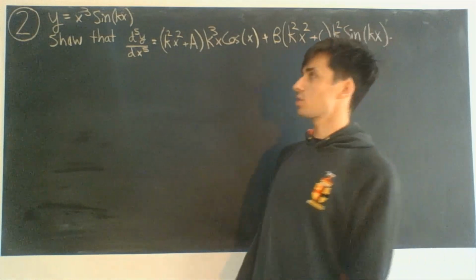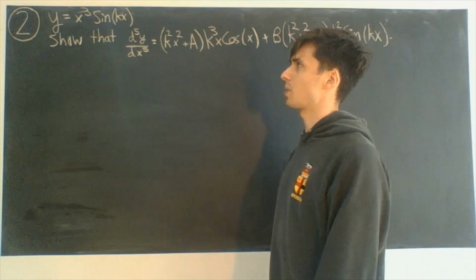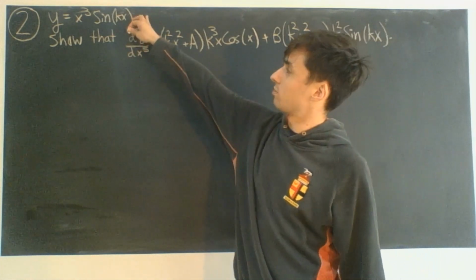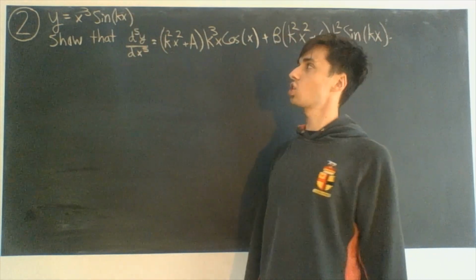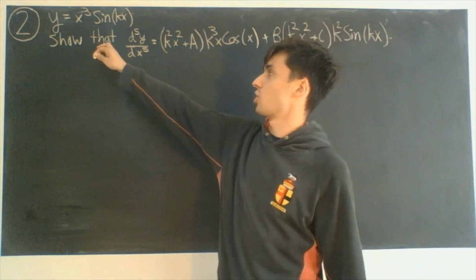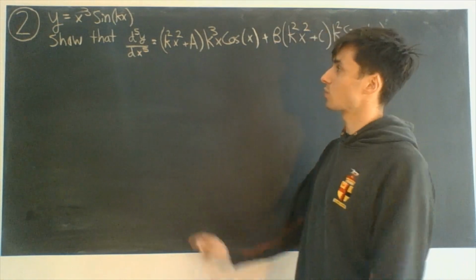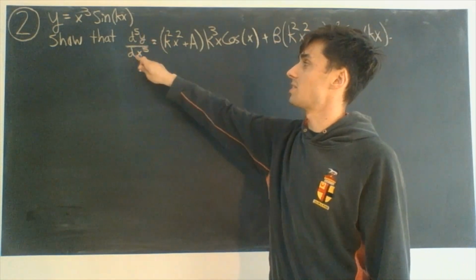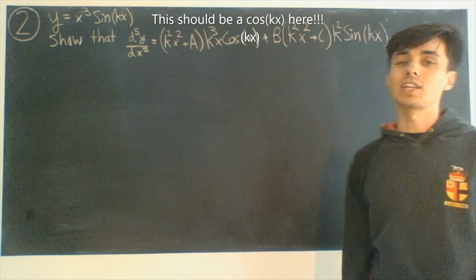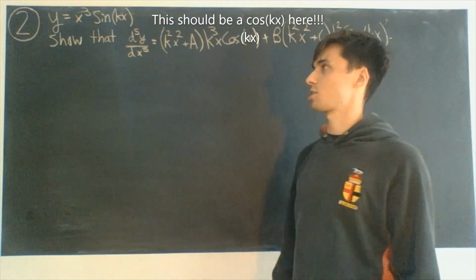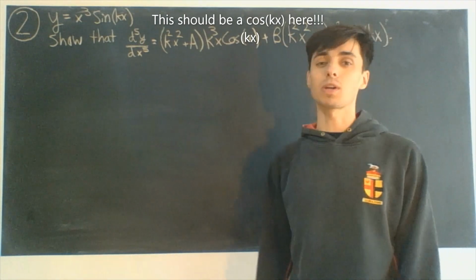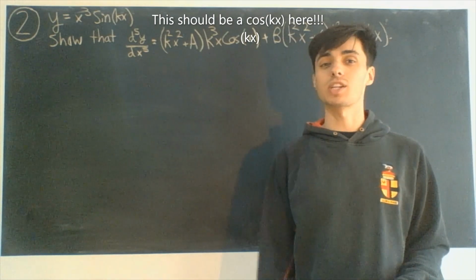So in this question, it's question 2 from 2019 for the Pure 1. And we've got a function y equals x cubed sine kx. And what we want to do is show that the fifth derivative of this function, d5y by dx to the power of 5, equals this thing. And it's a really long and complicated expression. The way we're going to get there in further Pure 1 is by using Leibniz's differentiation rule.